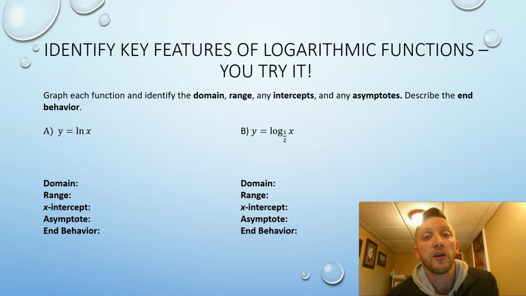So go ahead and pause the video and try to find as many of these pieces, these different properties as possible with the domain and range and the x-intercept and the asymptotes and end behavior. And we're going to look at some similarities and some differences between these two graphs. So go ahead and pause and hit play when you're ready to check to see how much of them you got right. All right, let's see how you did.